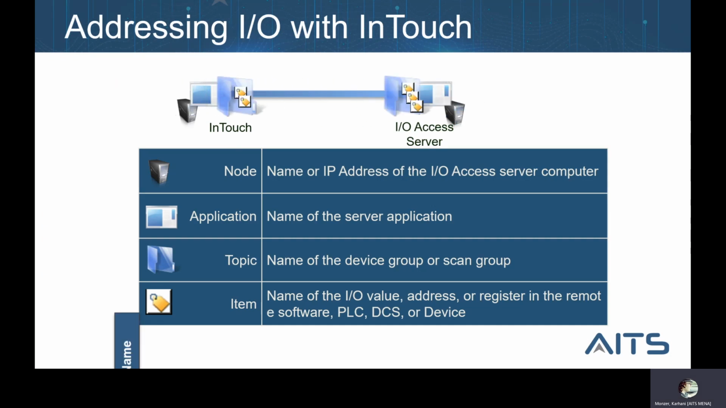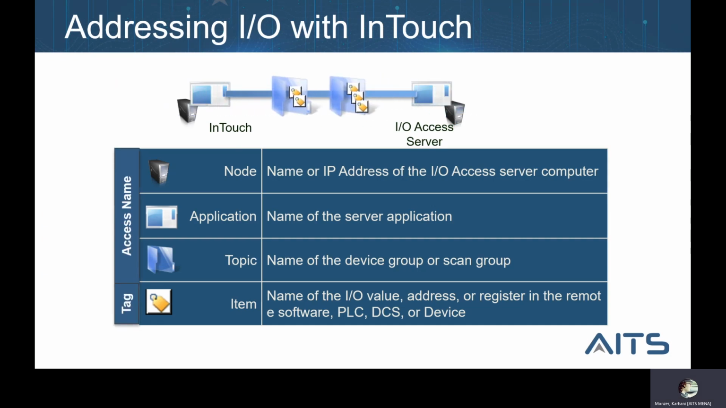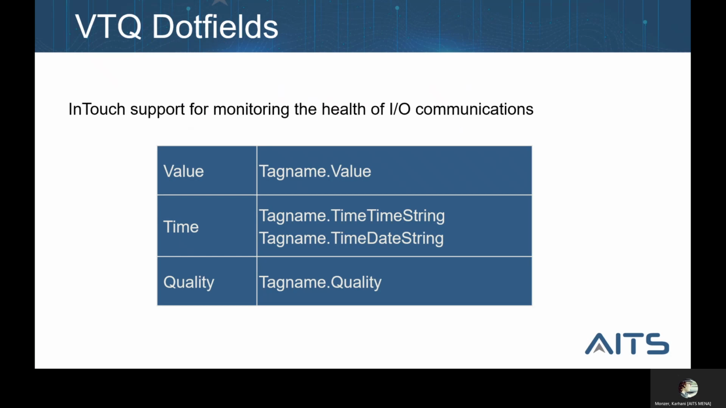Now, in InTouch, as a system platform, from the access name, I need to put the node. Node means the name or the IP address of the driver, where the driver exists. The application is the name of the server, or actually the name of the driver. Then the topic, that means the device group. In our case, we named it topic 1. Then from the tag, I have to configure the item names.